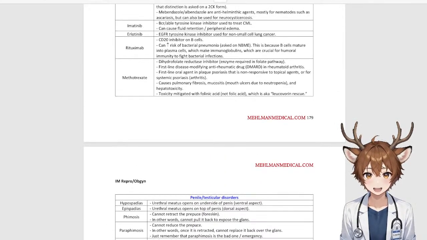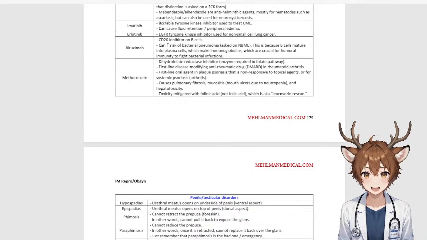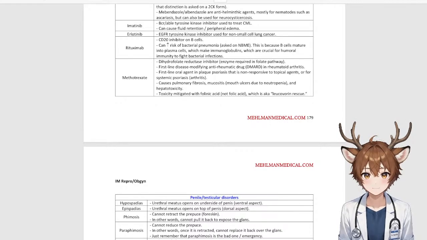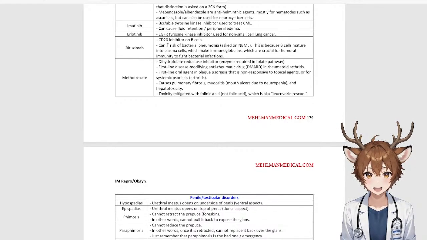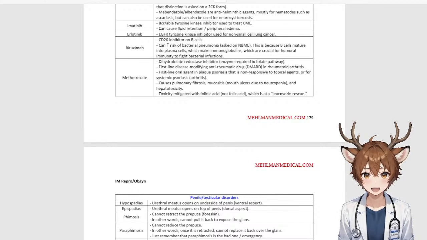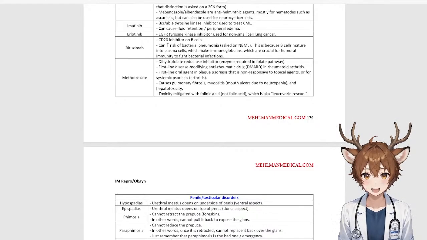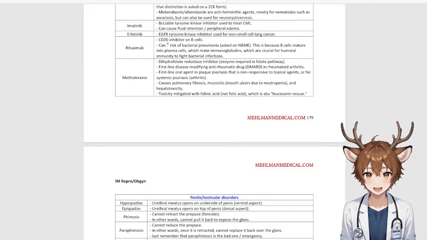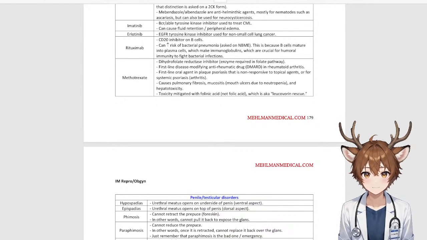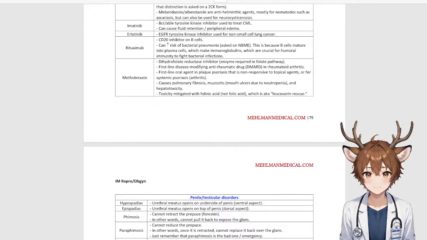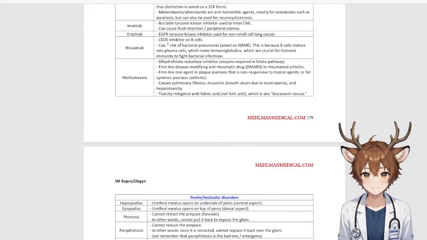And finally, methotrexate, dihydrofolate reductase inhibitor, enzyme required in the folate pathway, first-line disease-modifying anti-rheumatic drug, DMARD, in rheumatoid arthritis, first-line oral agent in psoriasis that is non-responsive to topical agents, or for systemic psoriatic arthritis, causes pulmonary fibrosis and mucositis, mouth ulcers due to neutropenia, and hepatotoxicity. Toxicity is mitigated with folinic acid, not folic acid, folinic acid, aka leucovorin rescue.